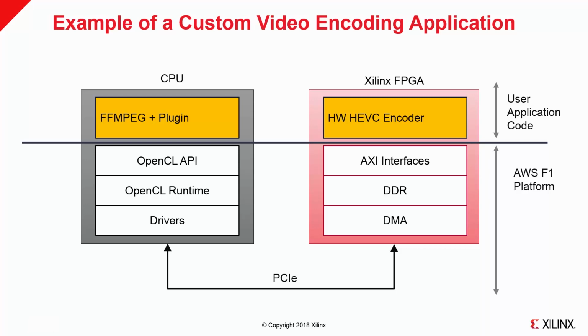Here's where F1 comes in. The Xilinx FPGA is an ideal platform for video acceleration. Custom data paths can be created to parallelize and pipeline the video encoding process.